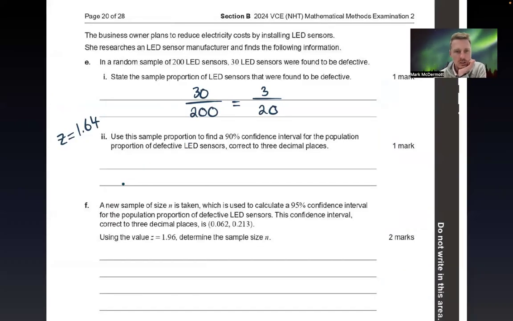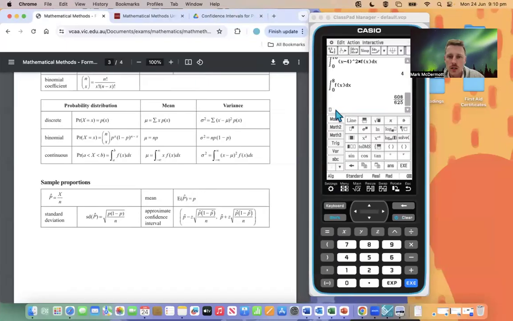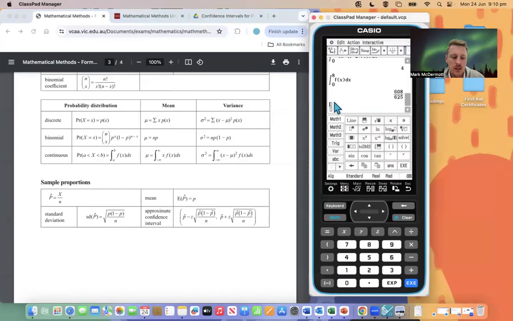So what you need to do now is apply that formula, using a sample proportion of 3 on 20. So if we go to our calculator: 3 on 20 minus 1.645 multiplied by the square root of 3 on 20 multiplied by 1 minus 3 on 20, which would be 17 on 20, divided by 200.